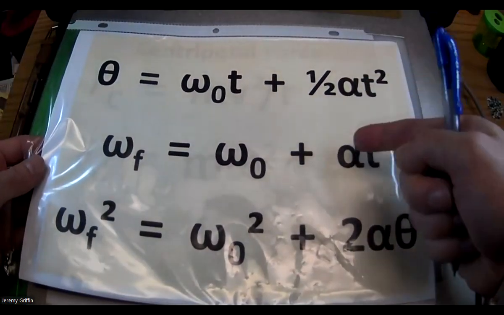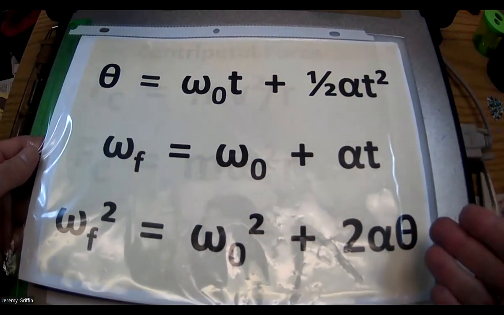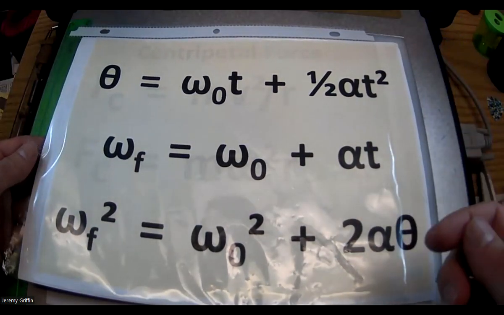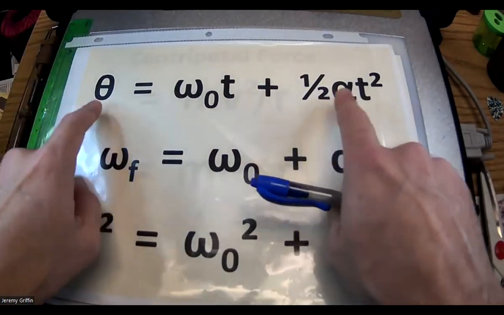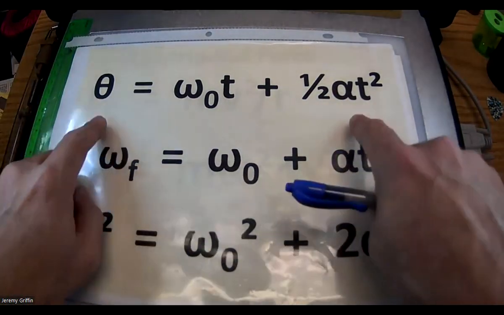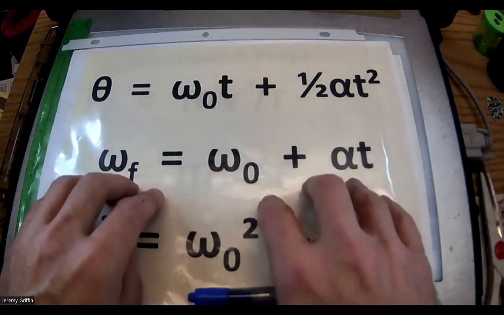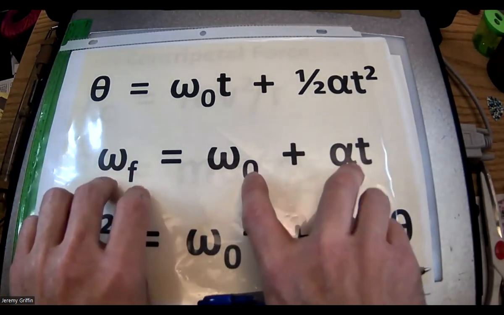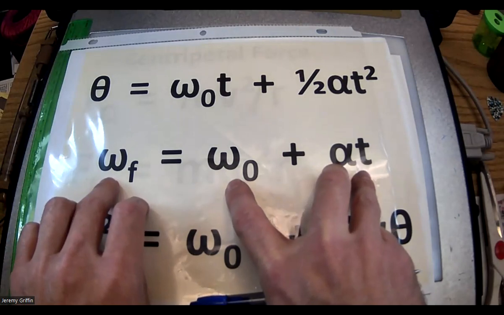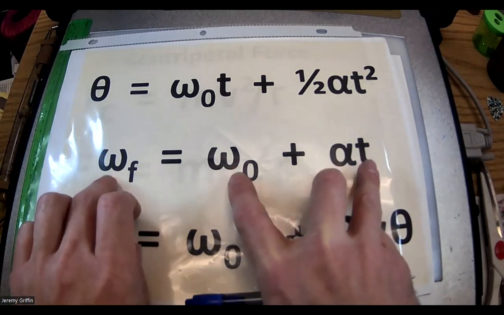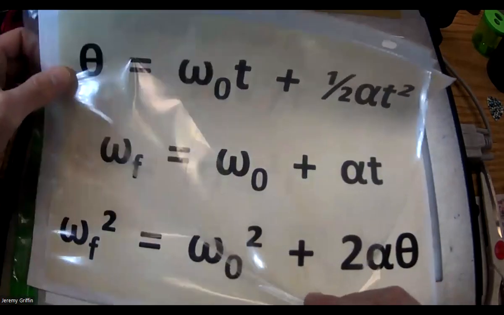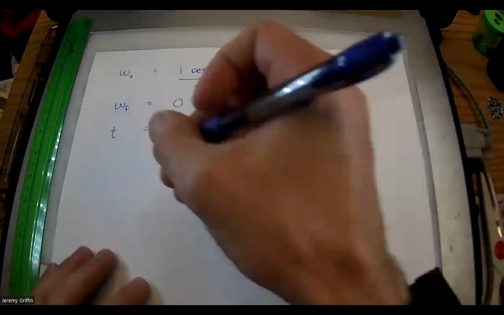Alpha is in all three of these equations, so you have to have it to be able to solve anything. If you don't have it, you don't want to pick an equation that has two unknowns in it. I guess you could set up a fancy system of equations, but that would take a long time to solve. So I like this middle one, because you know three of these four variables, don't you? You solve for alpha, knowing these three. So let's do that.